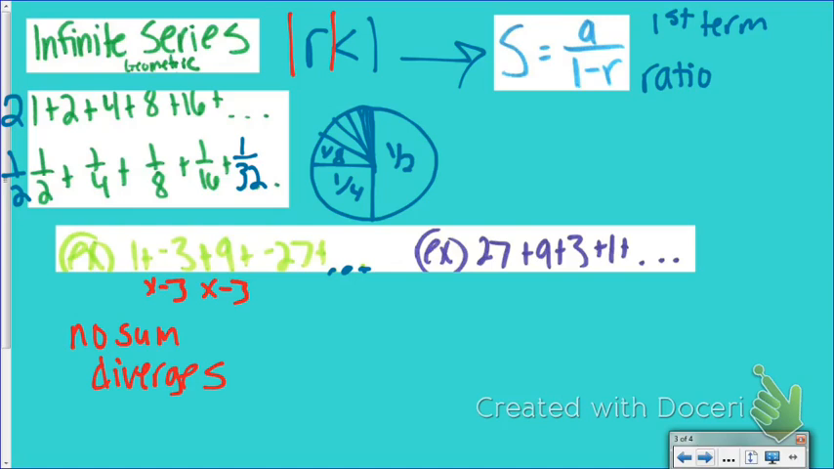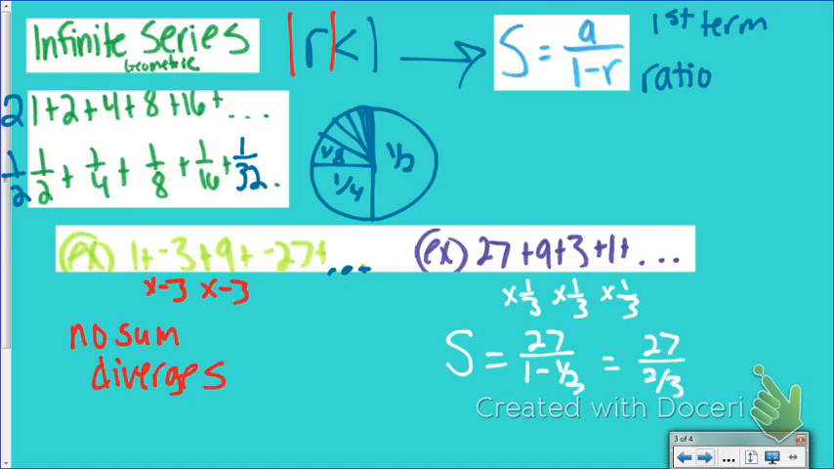But if you look at this second example over here, every time I'm multiplying by 1/3. And since the absolute value of 1/3 is less than 1, I can find the sum of the series. So I'm going to use that last formula, where s equals my first term divided by 1 minus my ratio. So that means I'm going to do 27 divided by 2/3.